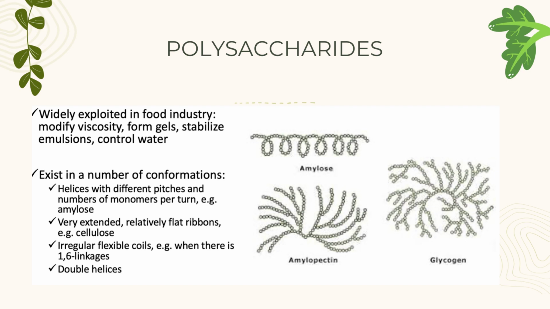Polysaccharides also exist in several conformations. Some are helices with different pitches and numbers of monomers. Some are extended, relatively flat ribbons like in cellulose. Some have irregular flexible coils when there are alpha-1,6 linkages, and double helices. So, it depends on the different type of polysaccharides. For example, pectin is more branched than glycogen, which has much smaller monomer units per branch.